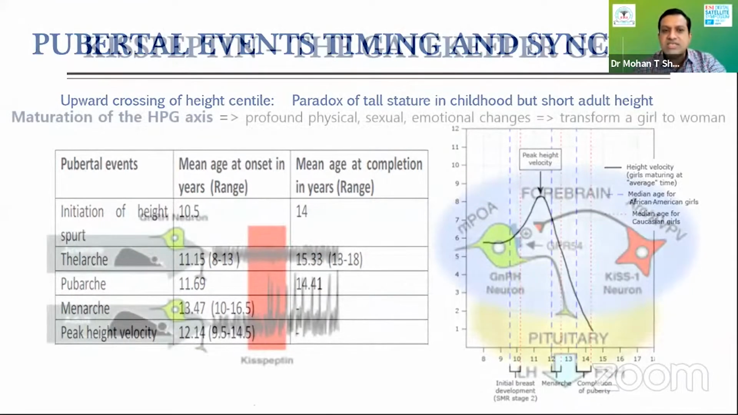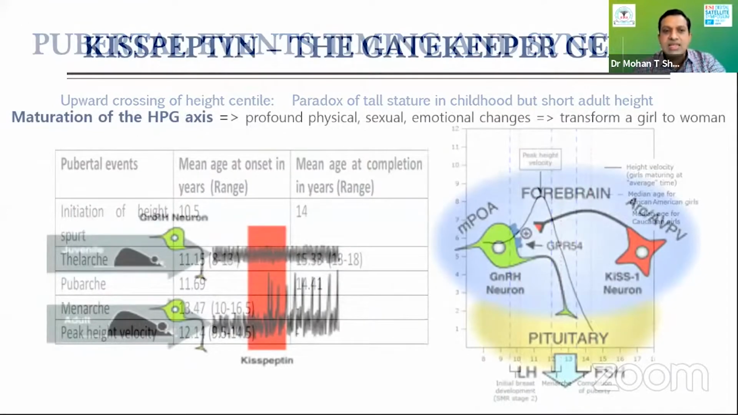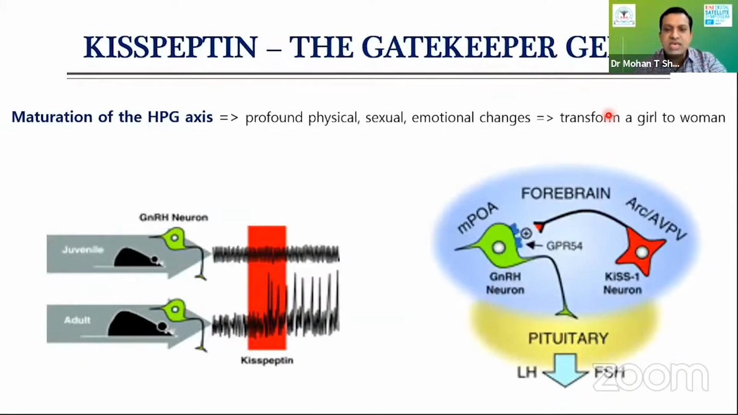So kisspeptin is the gatekeeper to puberty, and the maturation of the HPG axis is causing profound physical, sexual, and emotional changes, ultimately transforming a girl into a woman. So KISS1 mRNA expressing neurons from the arcuate nucleus and the anteroventral periventricular nucleus make synaptic contact with the GnRH neurons in the preoptic area, ultimately stimulated to secrete GnRH into portal circulation, releasing LH and FSH. This is the pulse. This is the phase in which the kisspeptin action occurs. Once mature as an adult, the pulsatile frequency is higher, and you can see the sequences are more frequent.